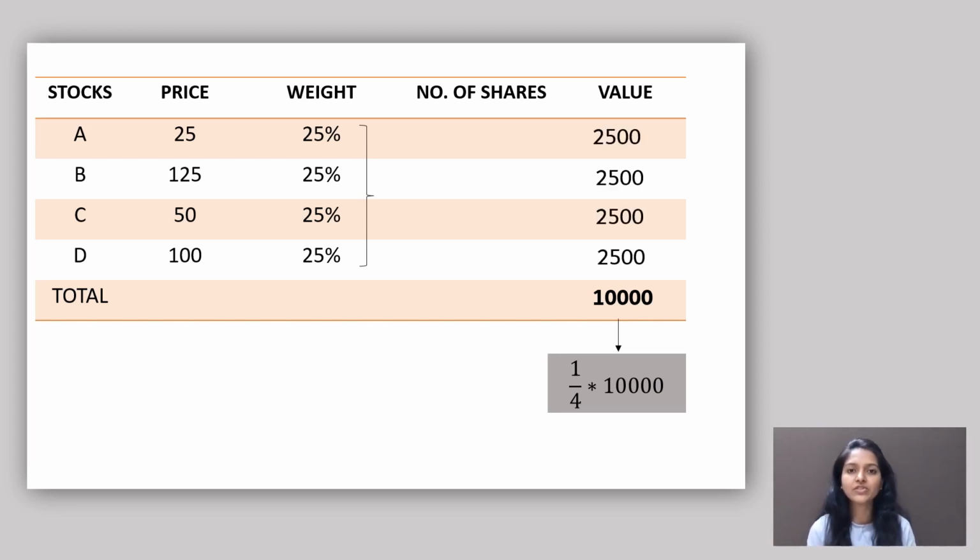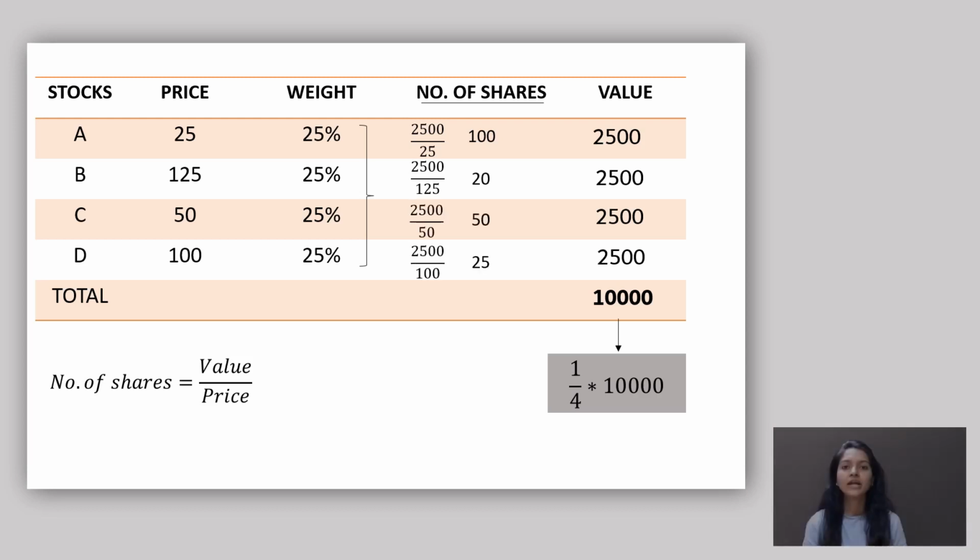Because every individual stock should hold 25% in this index, the number of shares outstanding is determined accordingly. It is calculated with the help of the price and the value of the individual stocks, that is value divided by price. Starting first with A, 2,500 divided by 25 gives 100. For B, 2,500 divided by 125 gives 20. Similarly, we can calculate it for C and D. The answer is 50 and 25 respectively. This is how an equal weighted index is constructed.